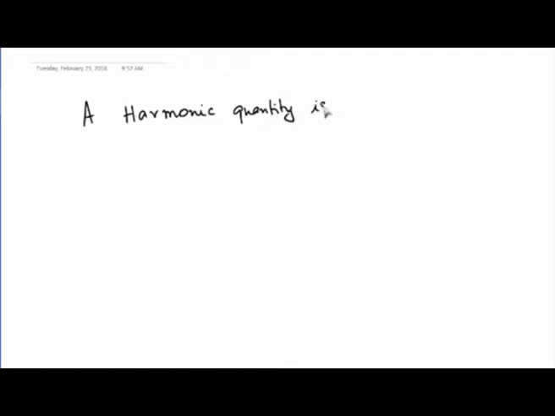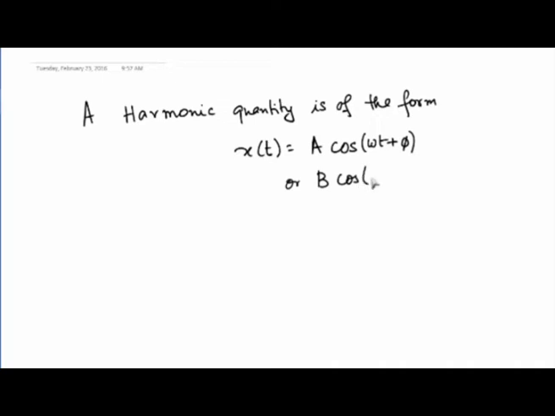is of the form x of t equals a cosine(omega t plus phi), which is also b cosine or maybe sine(omega t plus phi). Okay. This is what we will call a harmonic quantity.